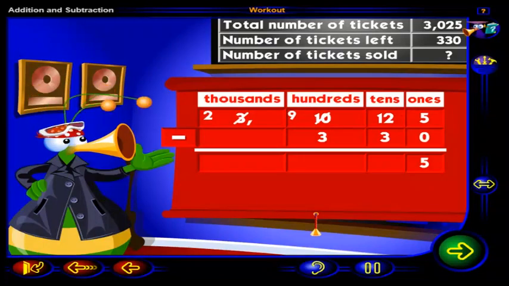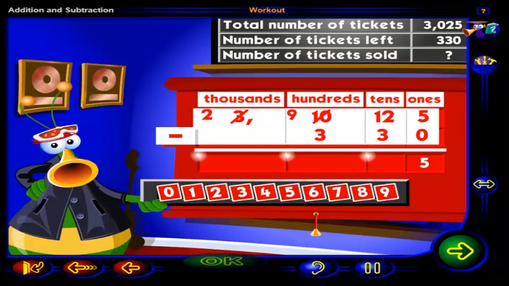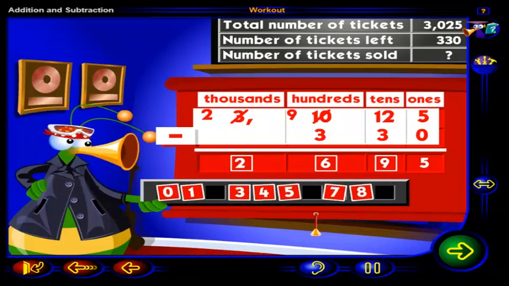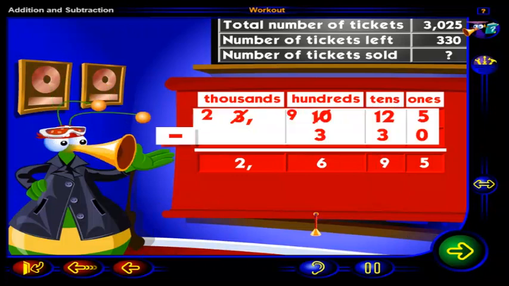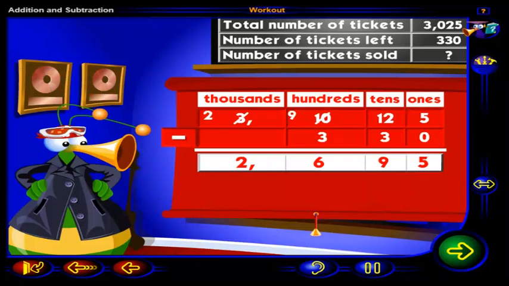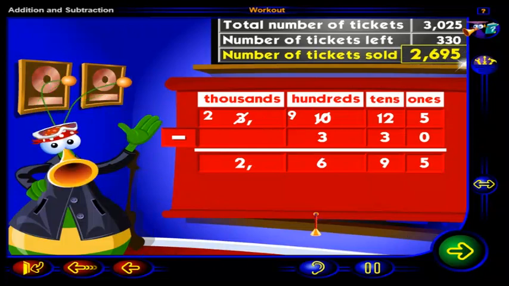Can you complete this subtraction? Drag a number to each of these places, and when you're done, click OK. That's right. You complete the subtraction like this. So the difference between these numbers is 2,695. This means that the number of tickets sold is 2,695.